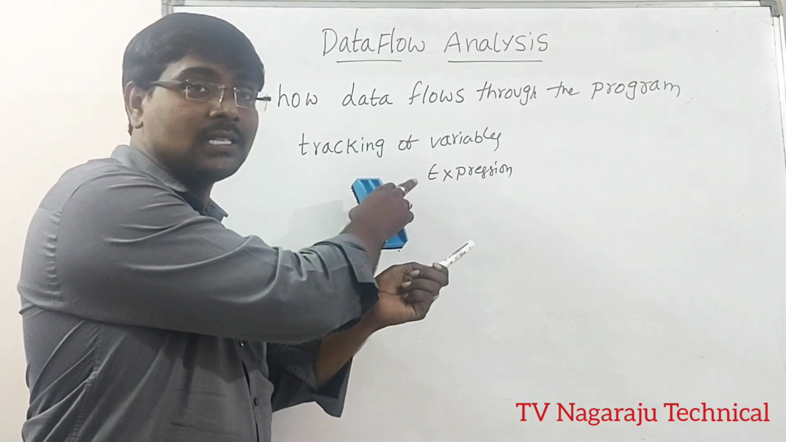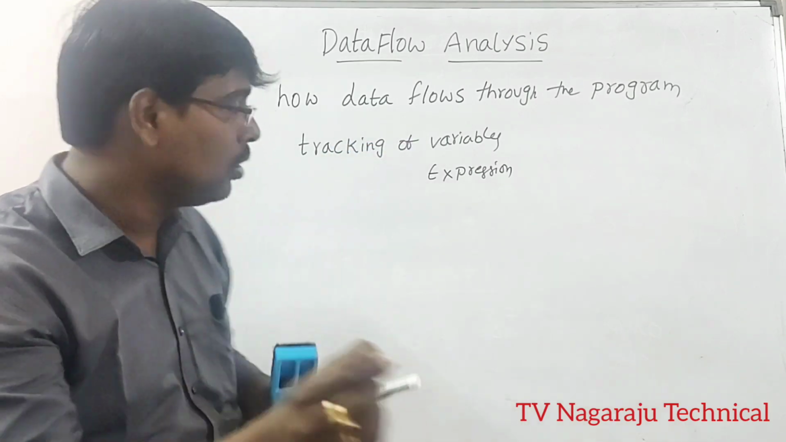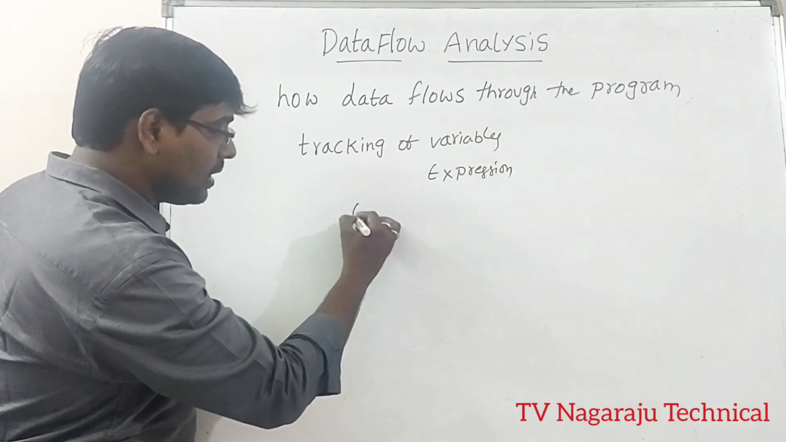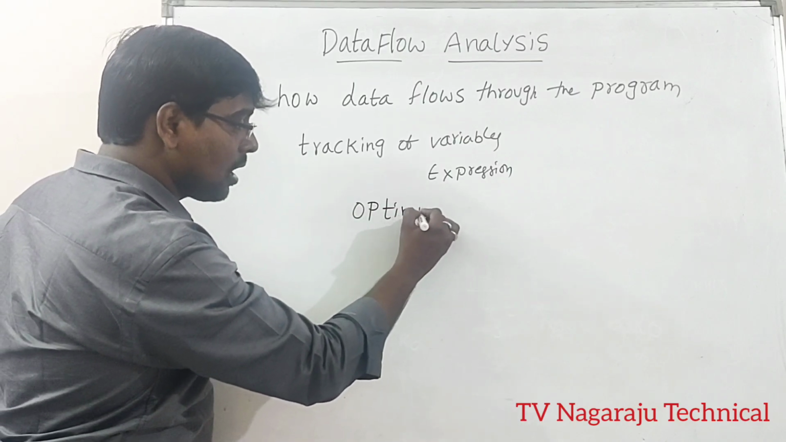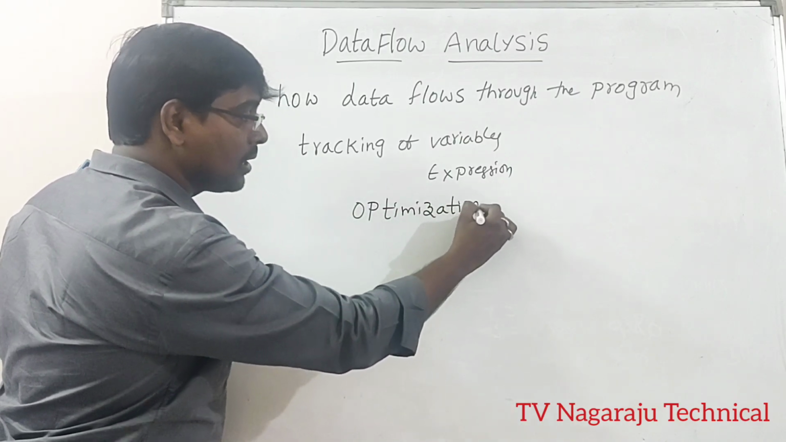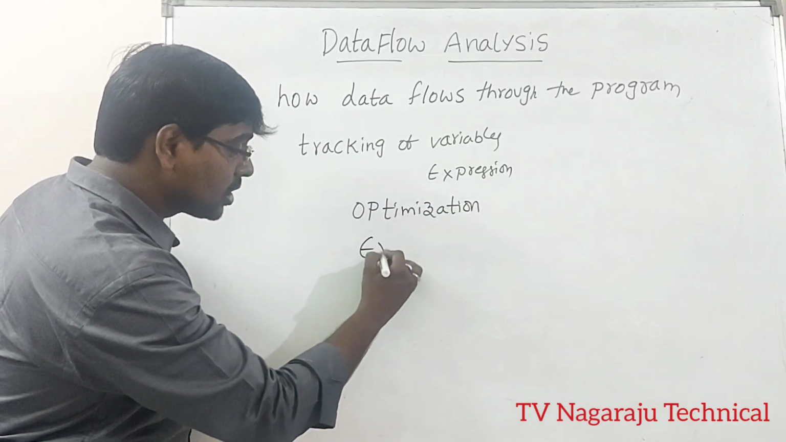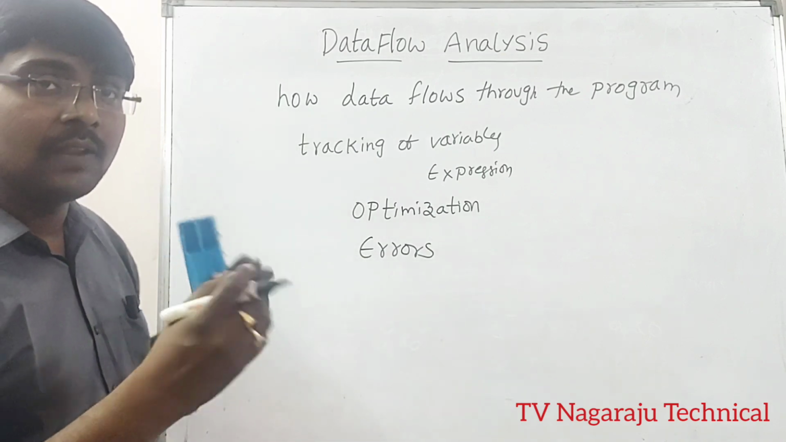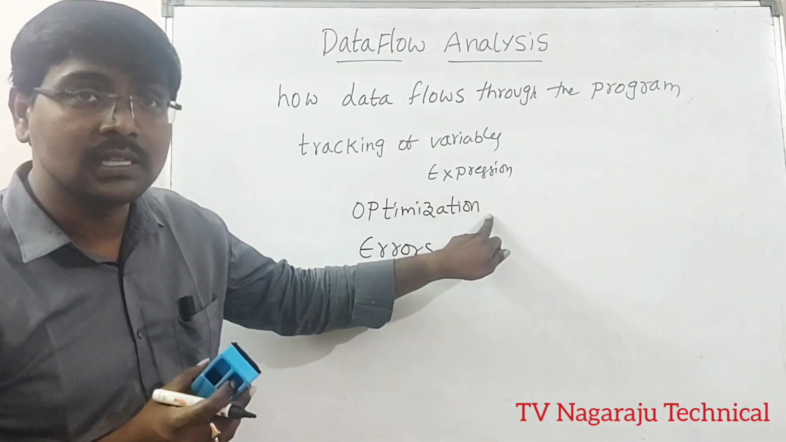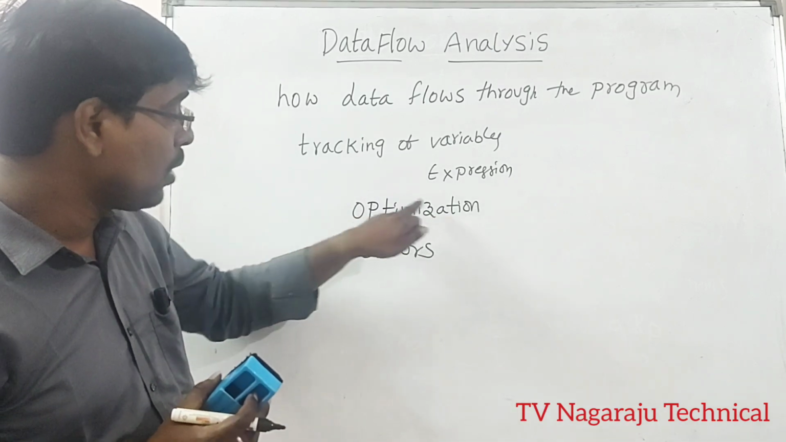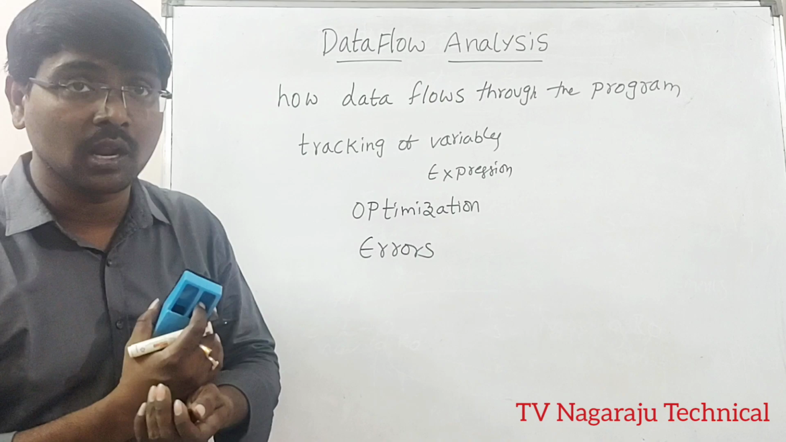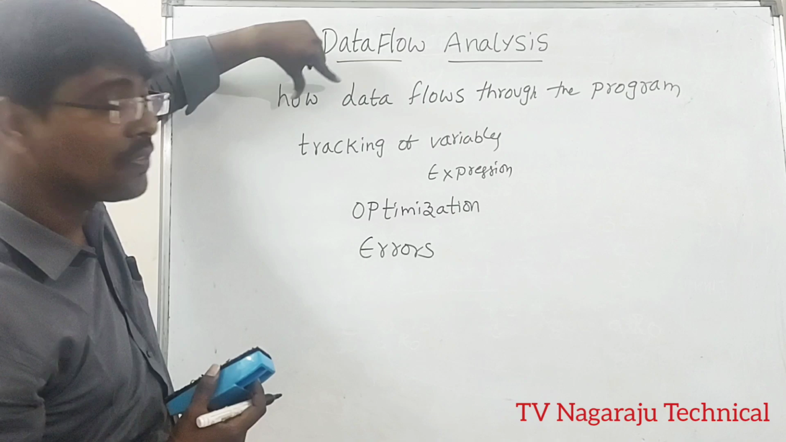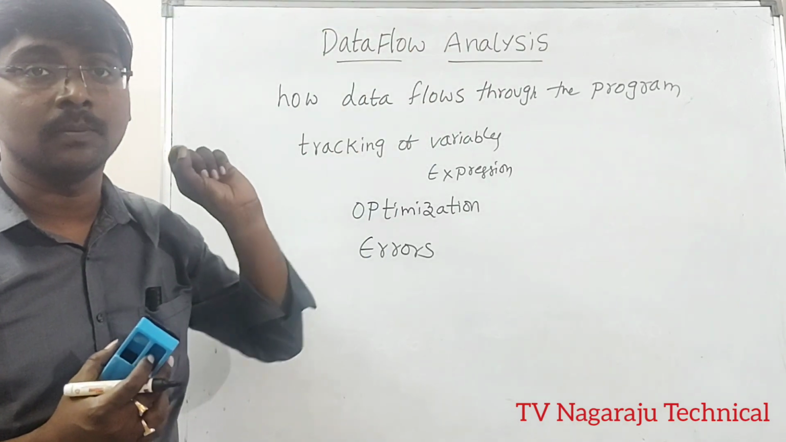Why does it track all this information? The main goal is to identify opportunities for optimization and identification of errors. If you track the program, then you can easily identify the possible places of optimization, and it is possible to identify the errors that are present in the program. That is the reason we analyze the flow of data in the program.